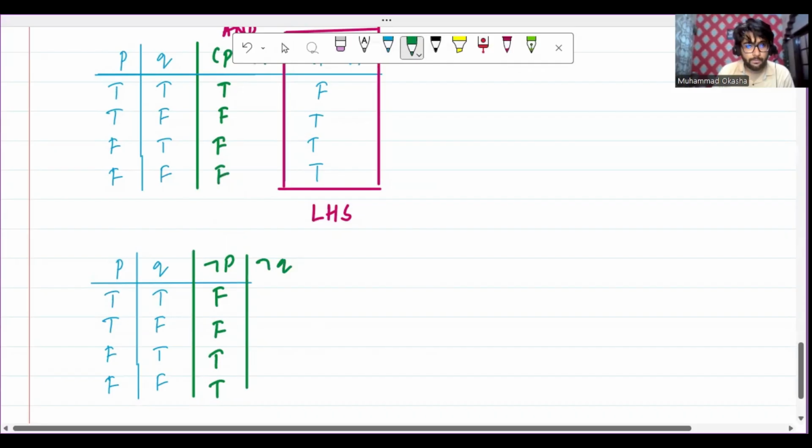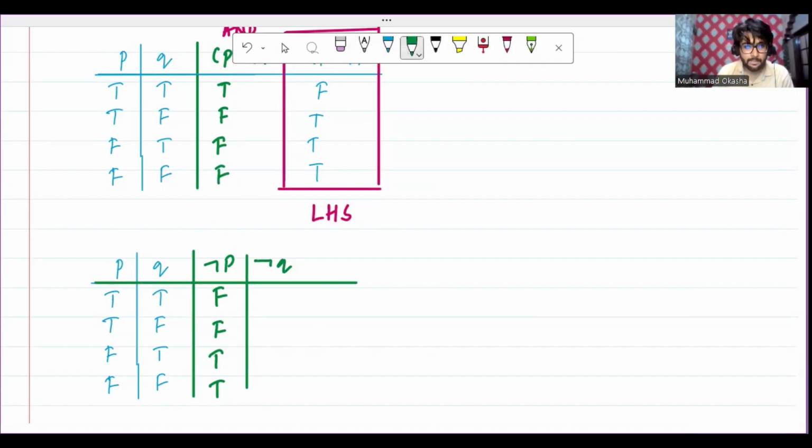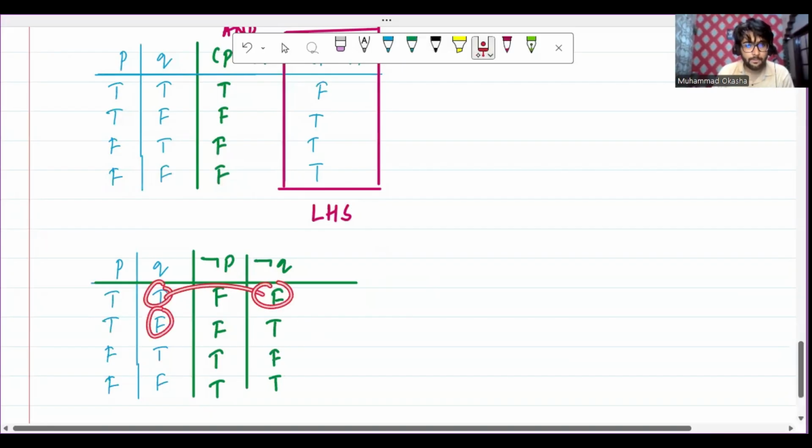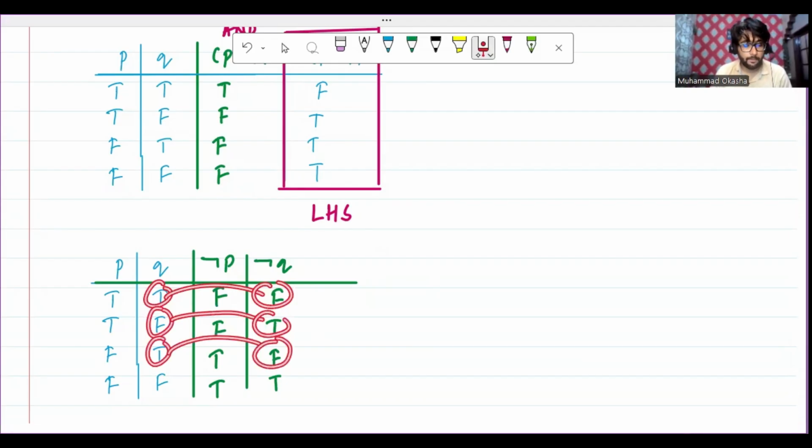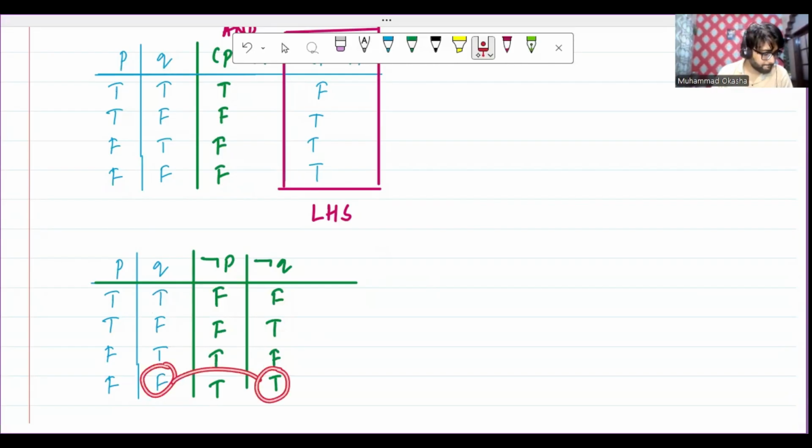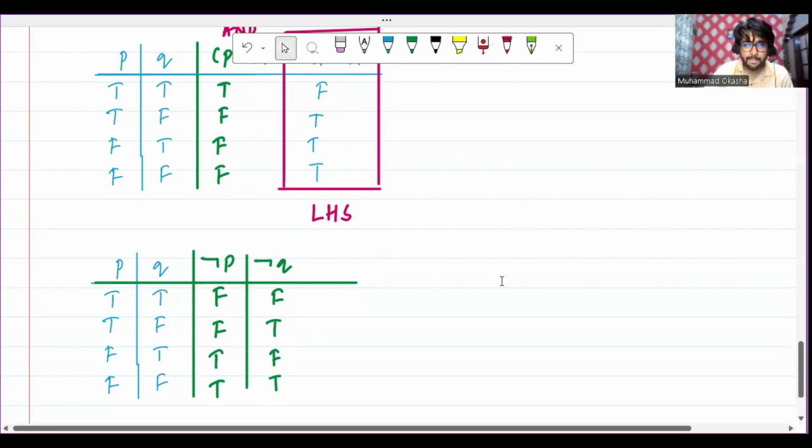So negation Q would be, please write it very, very carefully. It's actually this. I think I'm even writing it badly. Negation Q would be, because the first one is true, this negation would be false, true, false, and true. I'm writing the opposite of these statements. True, opposite of true is false, false, the opposite of false is true, true, false, true, the opposite of true is false, false, the opposite of false is true. Okay, now I have negation P and negation Q.